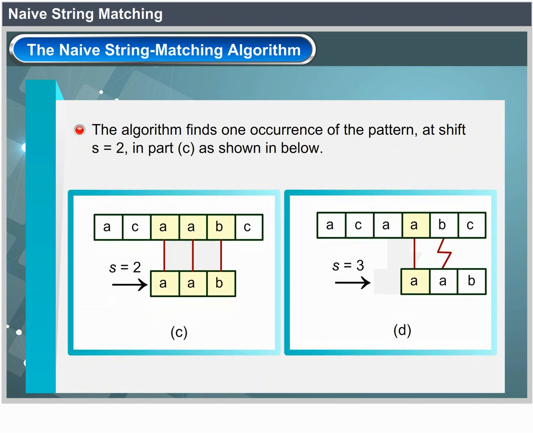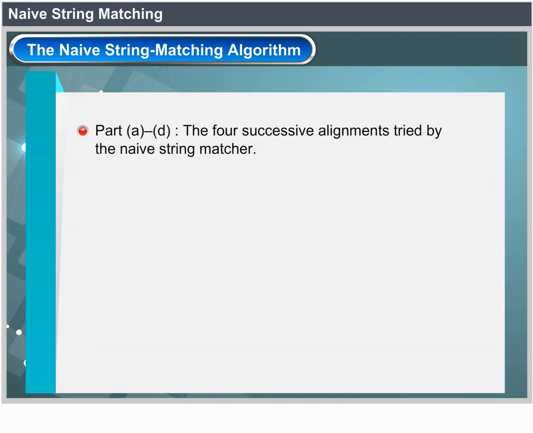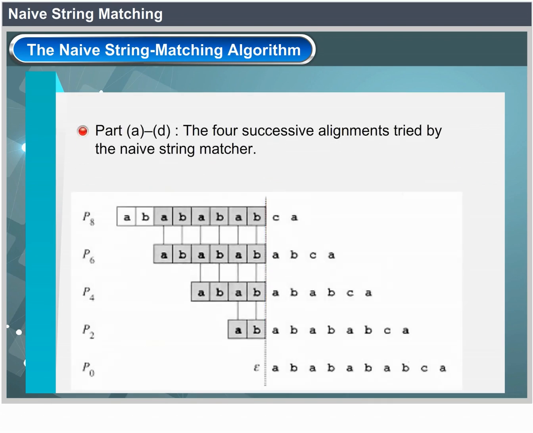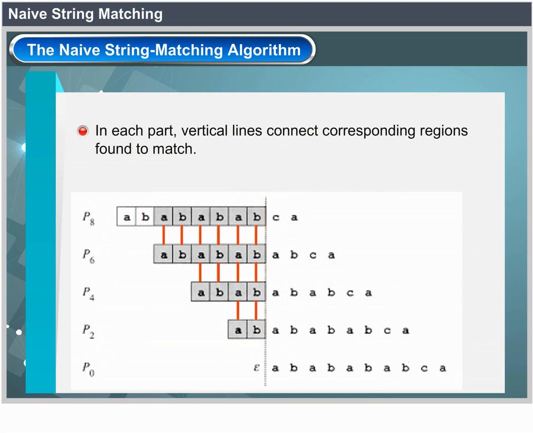Parts A to D show 4 successive alignments tried by the naive string matcher. In each part, vertical lines connect corresponding regions found to match. Jagged lines connect the first mismatched character found, if any.